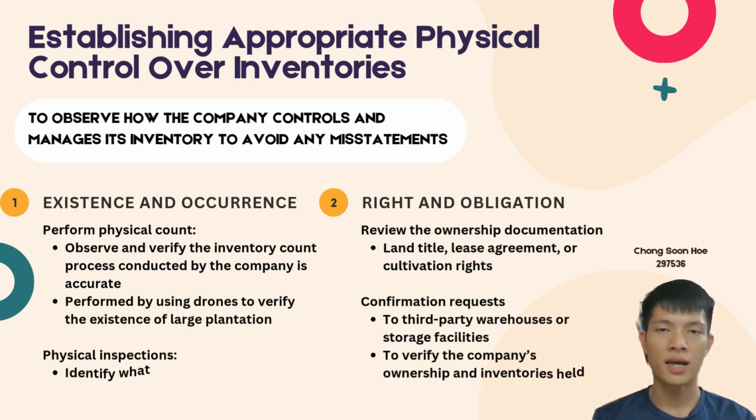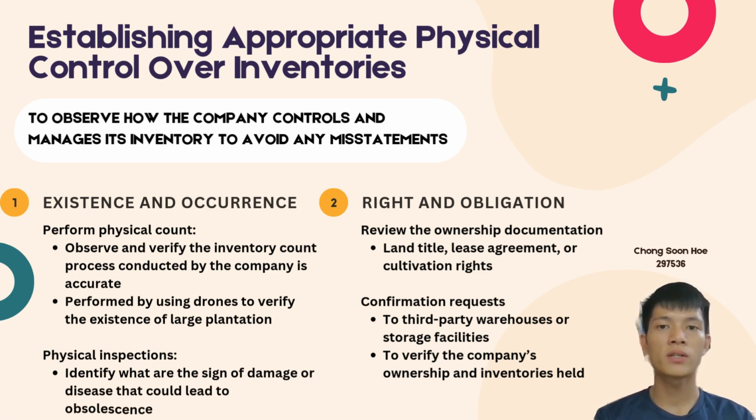The first assertion is existence and occurrence. Therefore, the auditor may perform a physical count of the company's biological inventory at the plantation site. The auditor can select a sample and be present on site to observe and verify that the inventory count process conducted by the company is accurate. Since large plantations are challenging to observe, the auditing process may be performed using drones to verify the existence of the large plantation area and confirm the maturity, volume, and quantity of the biological asset.